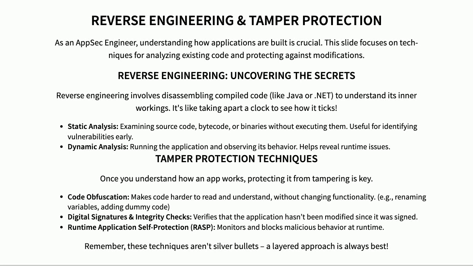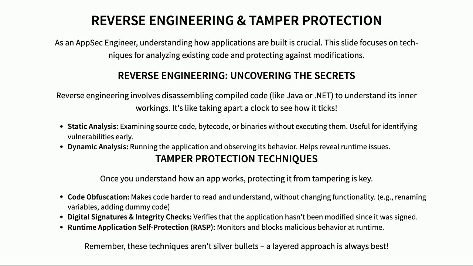Okay, let's talk about reverse engineering and how we protect apps from being messed with. Basically, reverse engineering means taking apart an application to see exactly how it works under the hood. We can do this by looking at compiled code or even disassembled versions of it. There are two main ways to approach this: static analysis, where you examine the code without actually running it, and dynamic analysis, which involves observing the app while it's running.